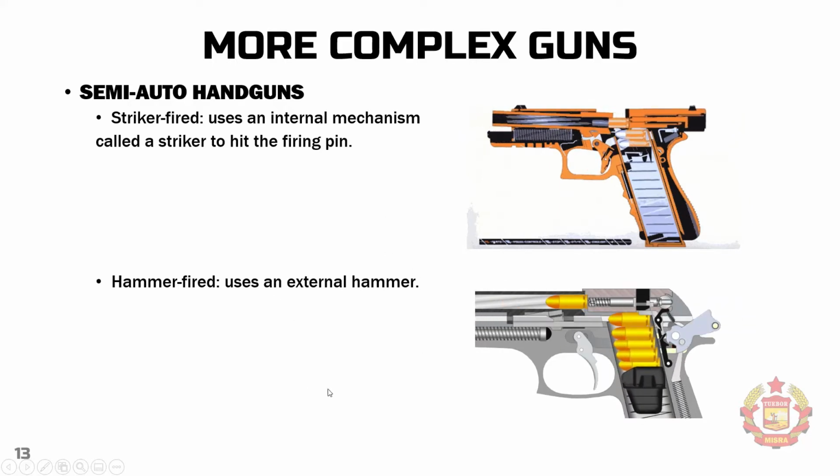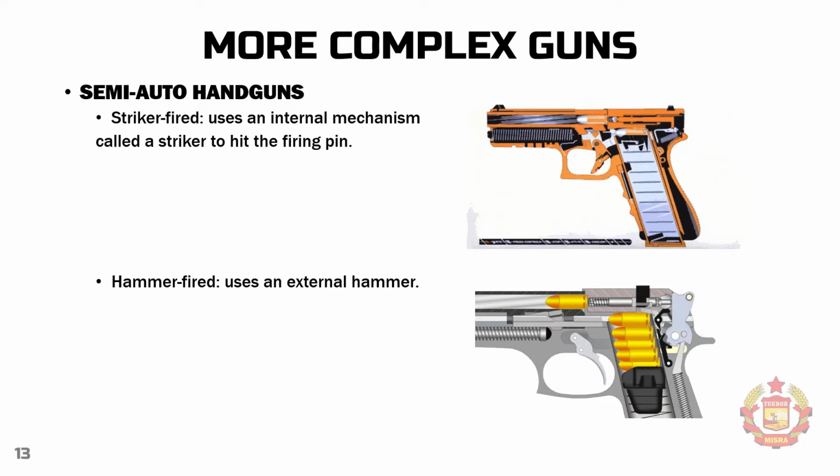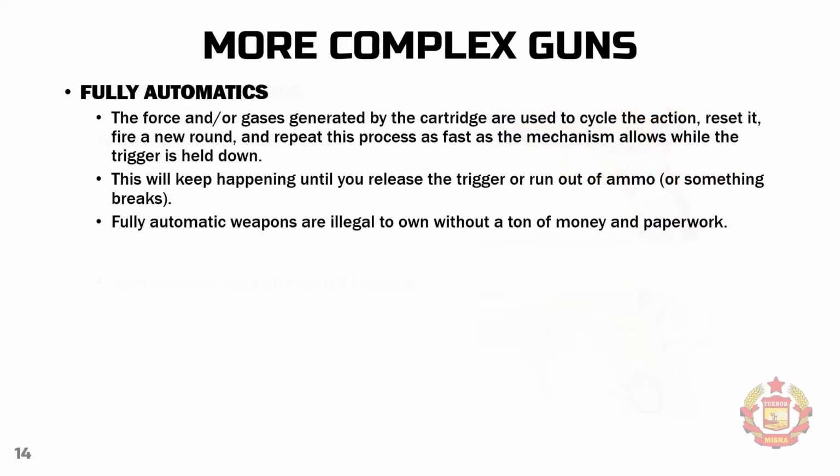And below we have a hammer-fired semi-auto handgun. This uses an external hammer to hit the back of the firing pin, which is also here under spring tension, but in the opposite direction. And so now we can move on to fully automatics. We go over it slightly here, but again, probably won't need to worry about it unless you're planning on owning your own gun shop. They're legal to own without a ton of money and paperwork.